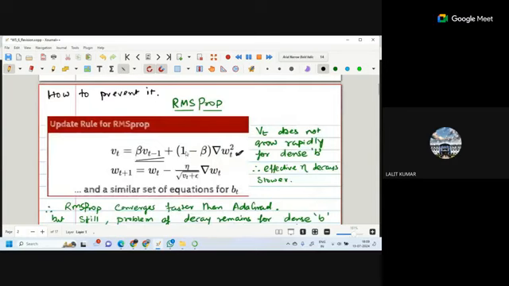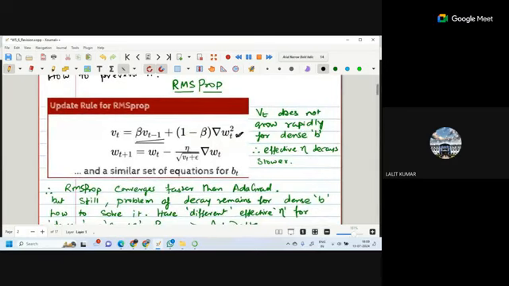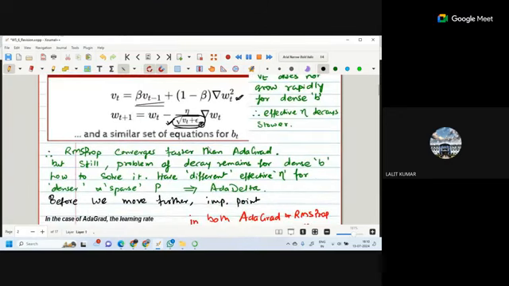So what happened due to this is that the effective learning rate's decay is now slower, because this value is not increasing as it was increasing in ADAGRAD. However, there is still a rapid decay. So RMSprop converges faster than ADAGRAD, but still, as I mentioned, the problem of decay remains for the dense parameter. Now, how to solve it?